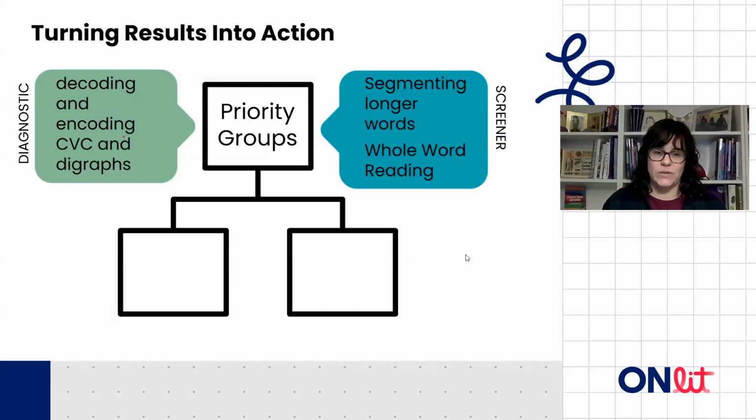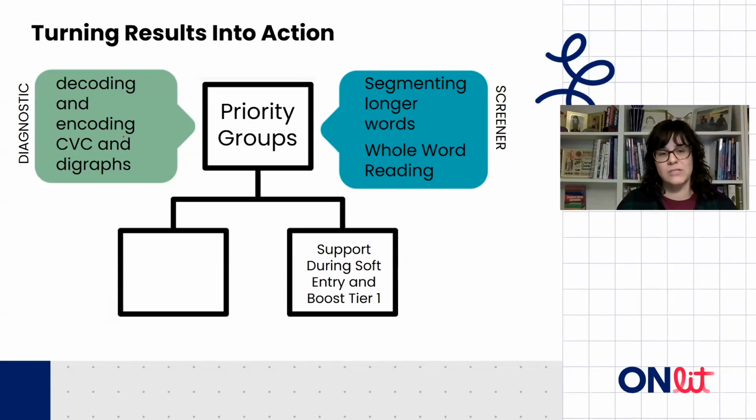When I looked at that screener data, I determined that I could support a lot of those students during my soft entry. And we're going to talk a little bit more about that. And that I could do some of that whole word reading work in that tier 1. I could boost my whole group instruction so that we were supporting more of those learners, because a good chunk of my class needed help with that. And again, I can't small group my way out of a whole group problem.